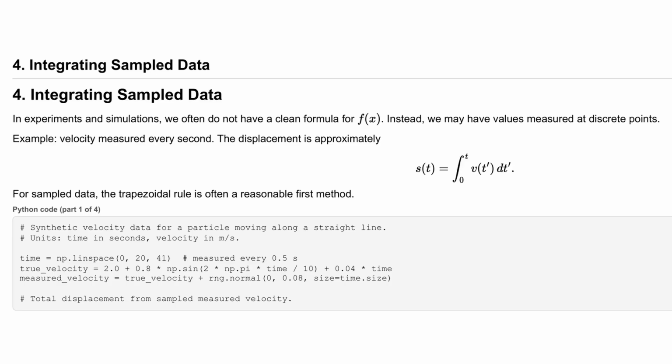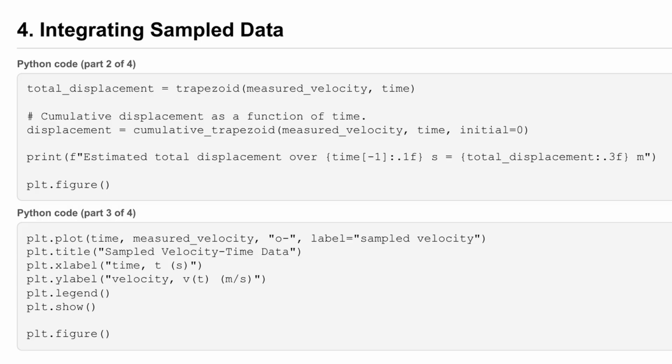In real-world physics, we rarely have a smooth analytical formula for a function. Instead, we often work with discrete values, such as velocity measured at specific time intervals. To find the displacement, we approximate the integral of velocity over time using the trapezoidal rule. Here, we generate synthetic velocity data that includes a bit of measurement noise. We then use the trapezoid function to calculate the total displacement over the 20-second interval and use the cumulative version to see how that displacement evolves at each step.